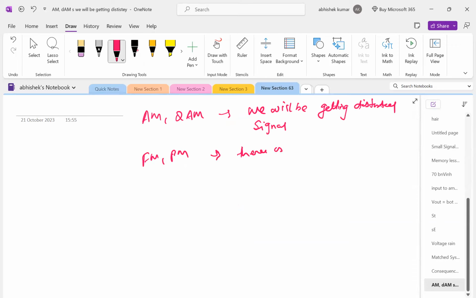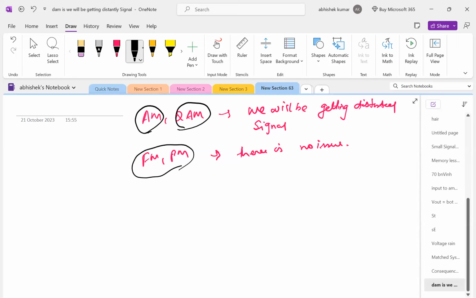Why? Can you tell me? I don't know. Because in AM and QAM, the message is contained in the amplitude of the signal. So that's why its amplitude gain or power gain is affected because of the distortion. But in FM and PM, the message is not in the amplitude. That's why. Okay, got it?